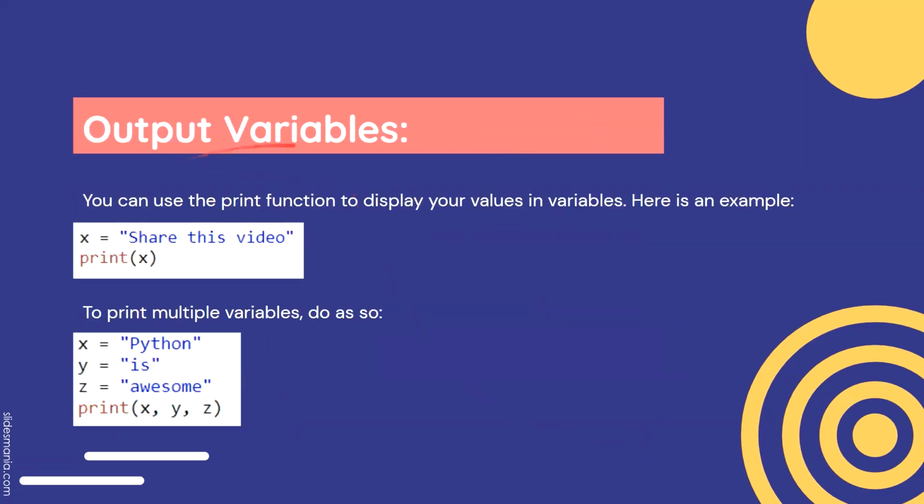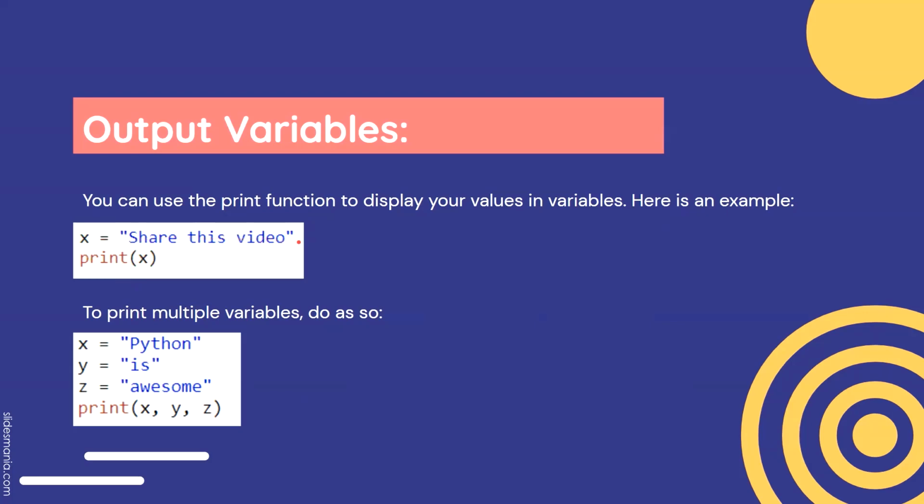Now we're going to be looking at output variables. So how do you output variables? Like you have this variable, but how do you display it? You can use the print function to display your values in variables. Here's an example. We have x equals 2 and then share this video, and it's a string data type. And then you just put print x in parentheses, and this is going to print this whole thing out.